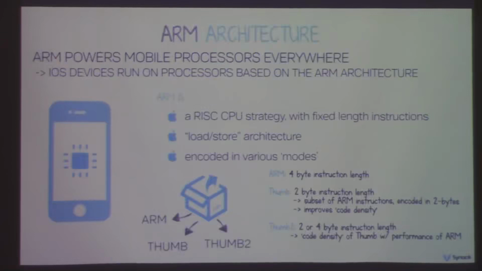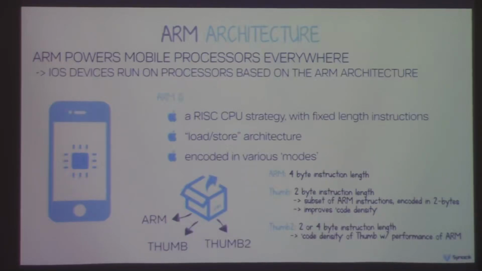All right, so let's talk a little bit about ARM. All iOS devices run on processors based on ARM architecture. So ARM is a little different than Intel. It's a RISC-based CPU strategy, which means there are fixed instruction lengths. It's a load-store architecture. This means that operands have to be loaded into registers before they're operated on and then stored back into memory. So there's no direct manipulation of data in memory.